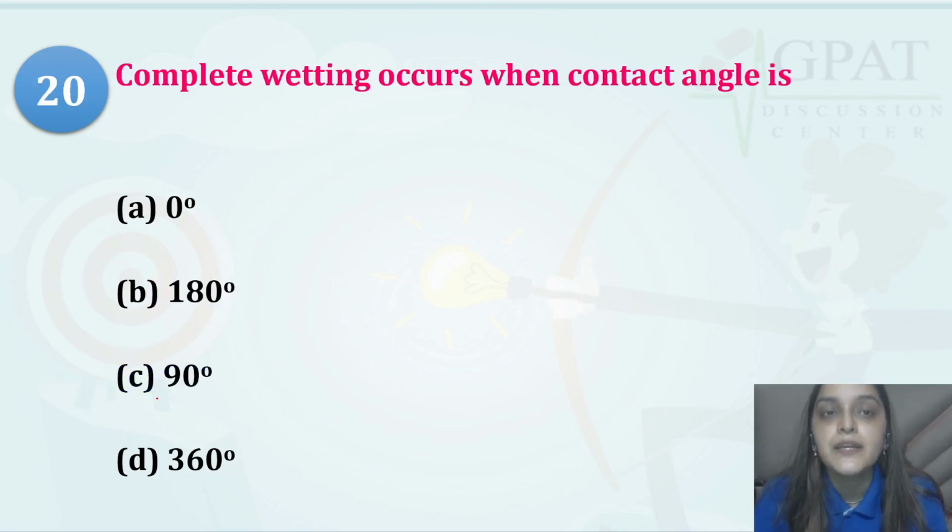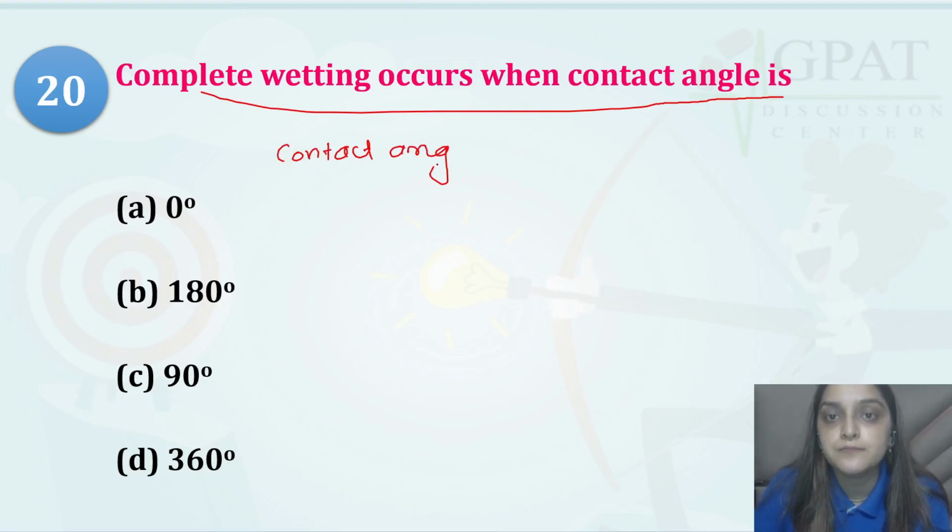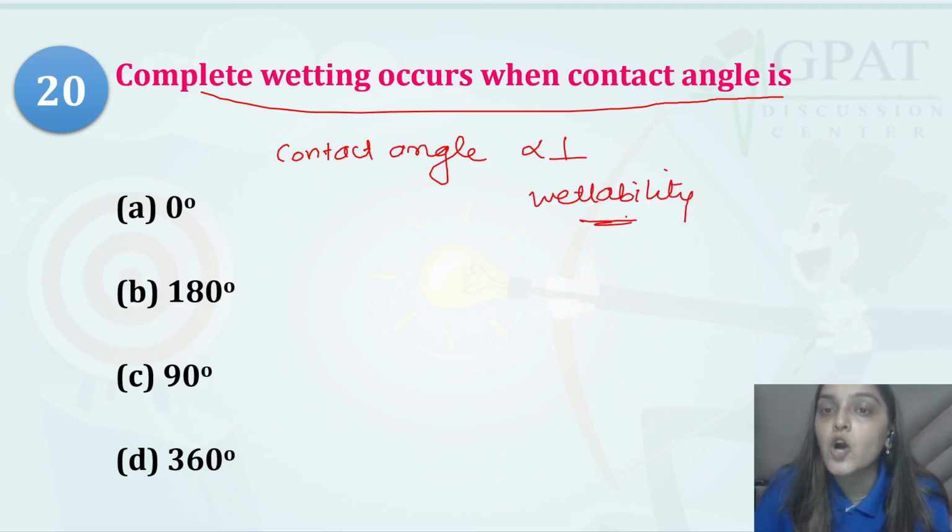Option C. Next, complete wetting occurs at a contact angle. See, I have already told you contact angle and wettability are inversely proportional, right? Contact angle and wettability are inversely proportional. If you increase the contact angle, the wettability is going to reduce. So, complete wetting will occur if you have a lesser contact angle.